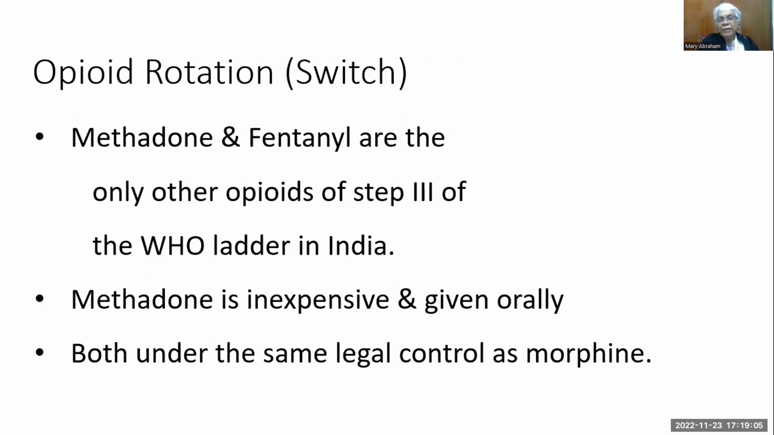So when you're rotating opioids, in India, we only have 2 other alternatives. One is methadone and one is fentanyl. That is among the strong opioids. Drugs like oxycodone and hydromorphone, etc., are not available in India. Now, methadone is inexpensive and it can be given orally, but all of them are under the same legal control as morphine.